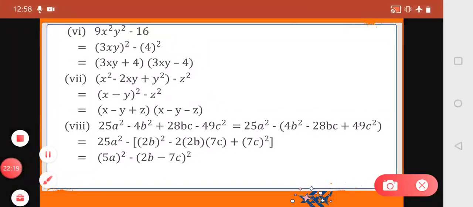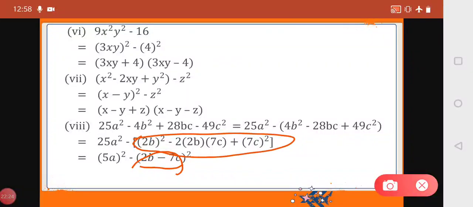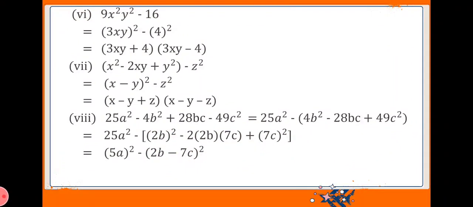This bracket is the perfect square of this bracket. Yes, this is the perfect square of this bracket. So we'll get (5a) whole square minus (2b minus 7c) whole square. One time we have to add and one time we have to subtract, that is equal to (5a plus 2b minus 7c) into (5a minus 2b), and this minus minus will become plus, that is plus 7c. So our factorization of this expression is (5a plus 2b minus 7c) into (5a minus 2b plus 7c).